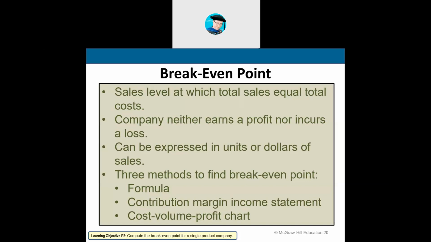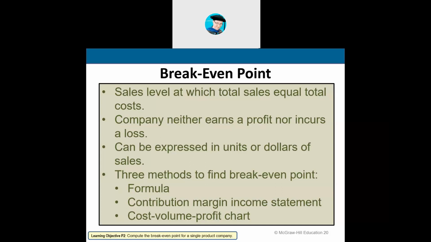This is the point where the company neither earns a profit nor incurs a loss. It's where your total revenue minus expenses equals zero. When it equals zero, that's break even. So zero is the break even point. You're not earning a profit and you're not losing money. That's break even. We express this in both unit sales and sales dollars.